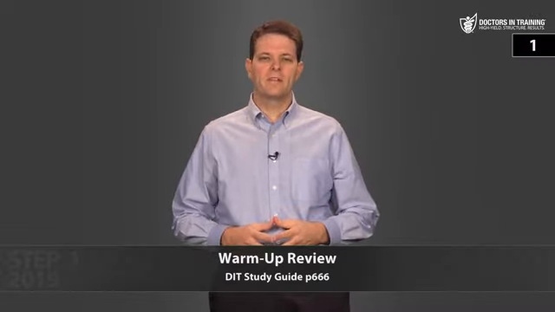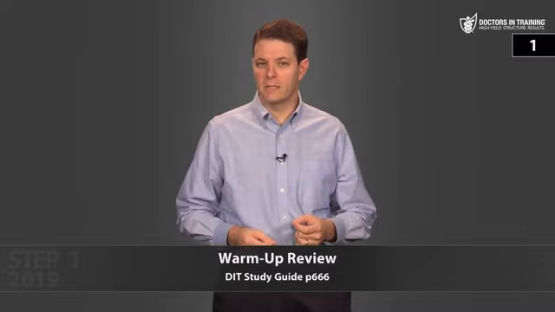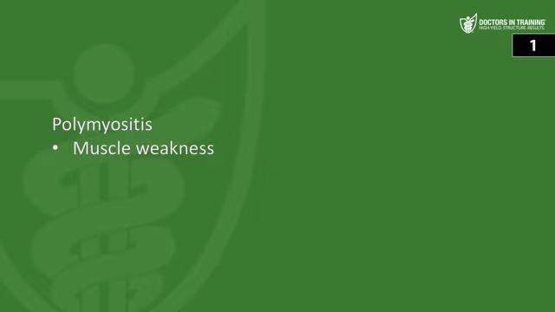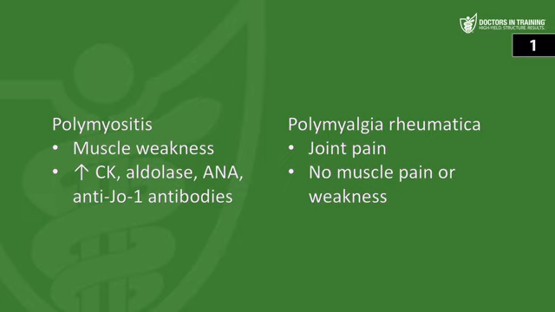Let's go over the warm-up. First question, what are some of the characteristics of polymyositis that distinguish it from polymyalgia rheumatica? So polymyositis causes muscle weakness, as well as elevated CK, elevated aldolase, ANA, and anti-Jo1 antibodies. In polymyalgia rheumatica, there's joint pain, but there's no muscle pain or muscle weakness. And since there's no muscle inflammation, CK and aldolase will be normal.